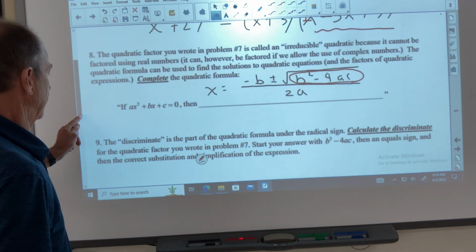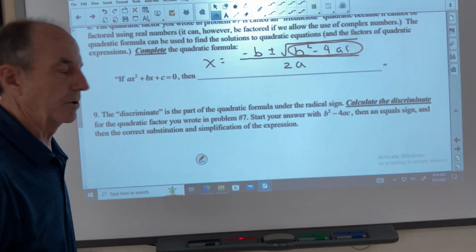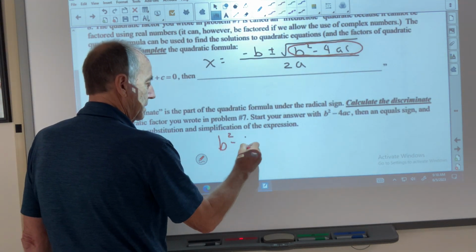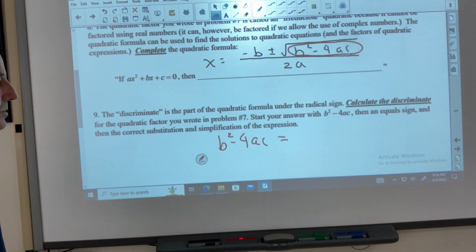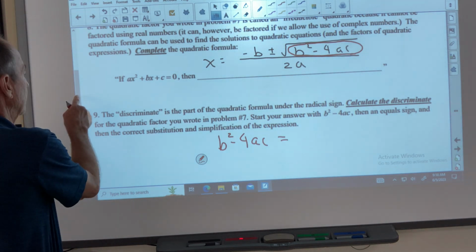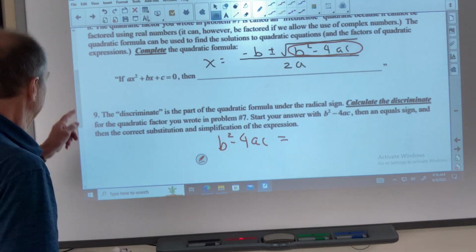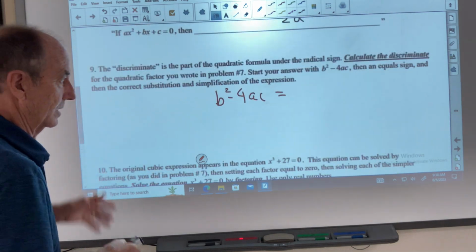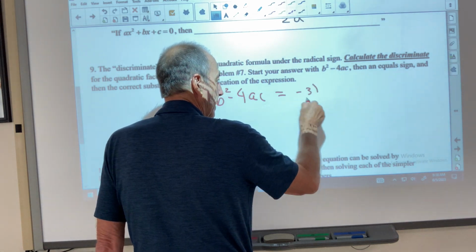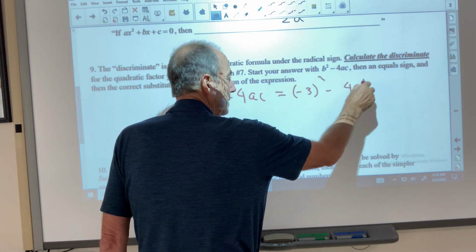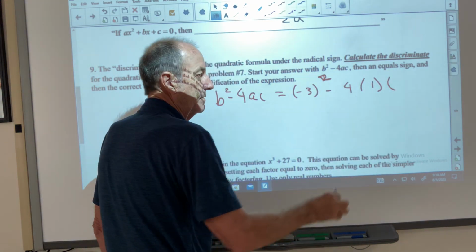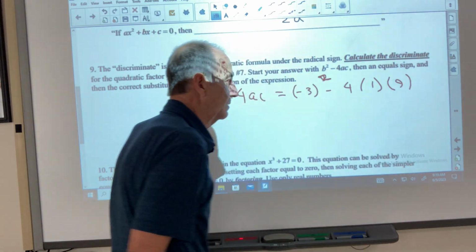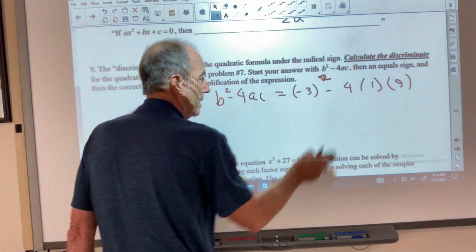So let's see. Start your answer with b squared minus 4ac, then an equal sign, and then the correct substitution and simplification of the expression. Okay, so the b value was -3, was it? Yep, b was -3, so we have -3 squared, and then minus 4, and then the a value, which was 1, and then the c value, which was 9. Okay, so this is what you should have written.